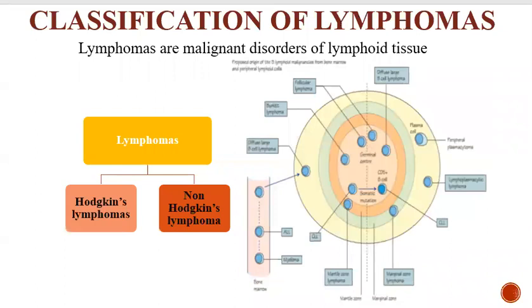So today's topic is lymphoma and multiple myeloma, and let's start. Lymphomas are malignant disorders of lymphoid tissue subdivided into two broad groups, Hodgkin lymphoma and non-Hodgkin lymphoma. Lymphomas arise in lymph nodes or in other lymphoid tissue of the body.